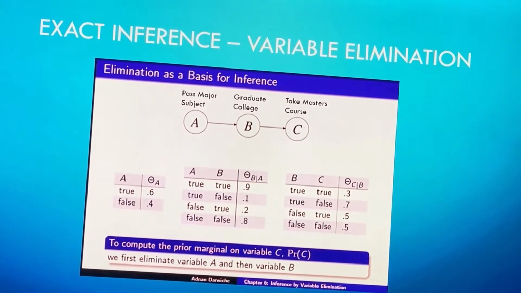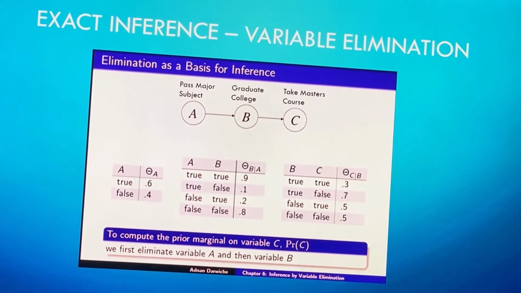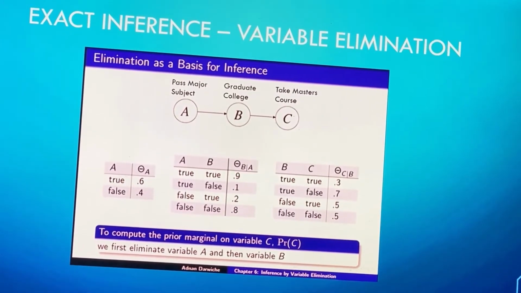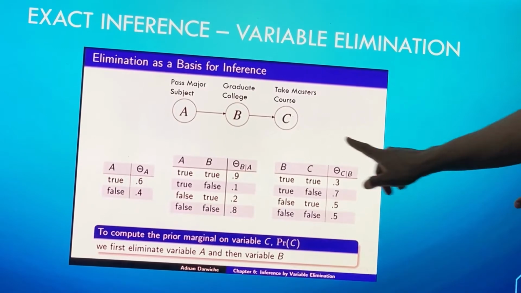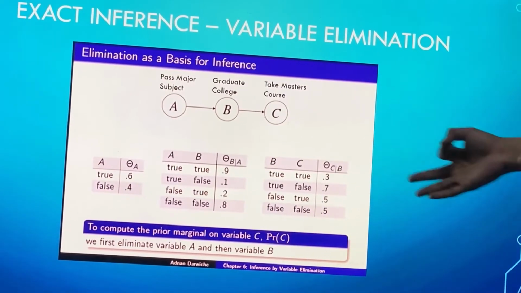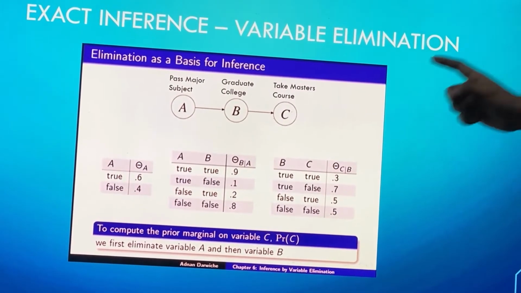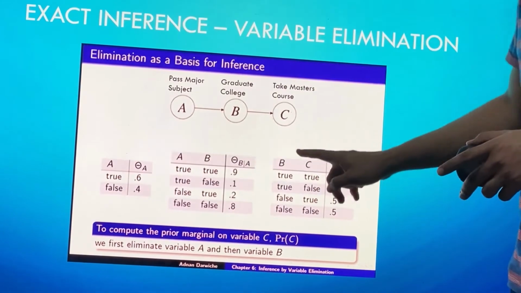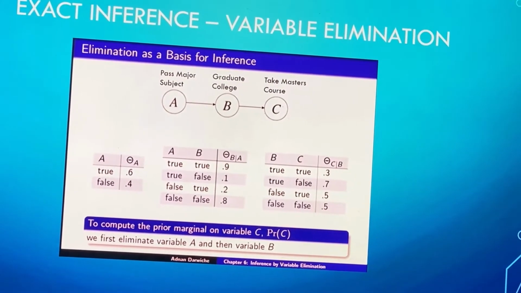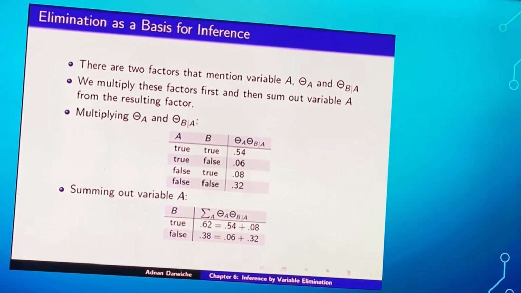To do that, let's start eliminating variable A. To be able to eliminate variable A, we have to look at the factors wherein A belongs. When I say factor, one truth table is equivalent to one factor. In this example, we have three factors, and we have to look at the factors where A is present. That would be the factors theta A and theta B given A. Next, we multiply these factors first and then sum out variable A.